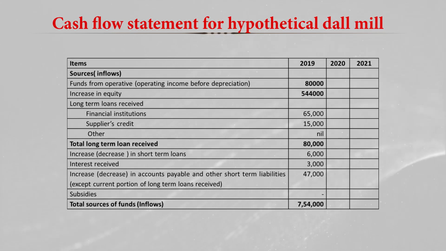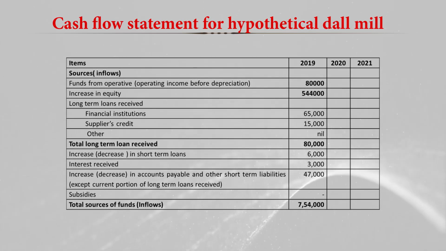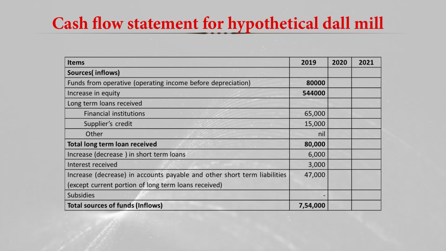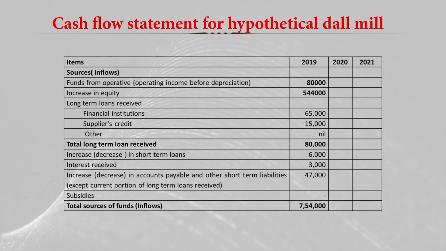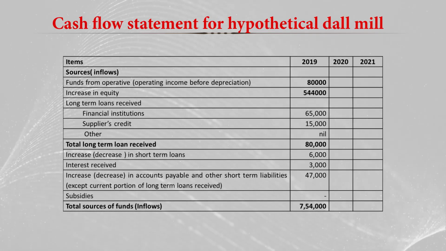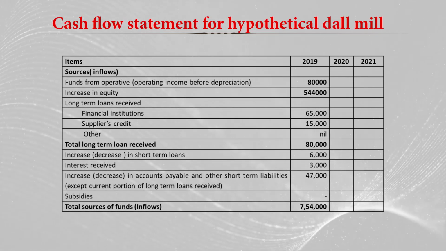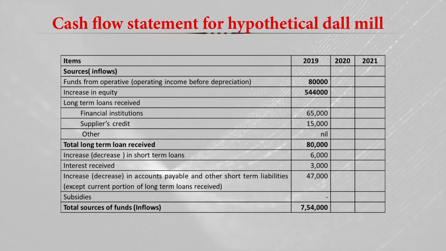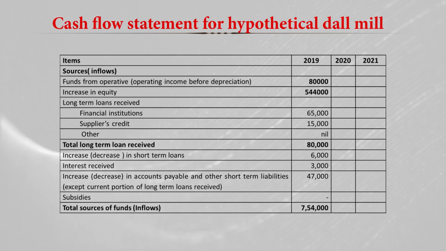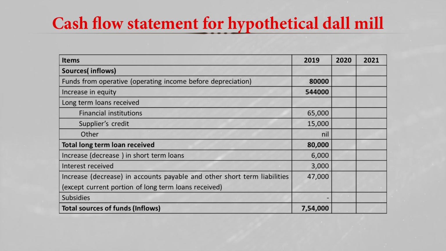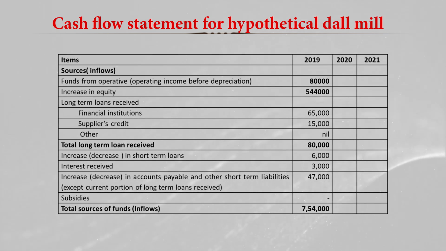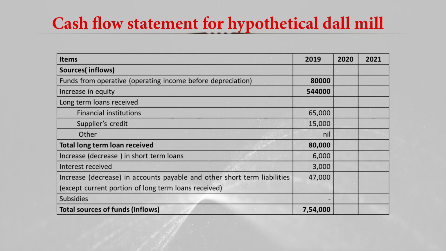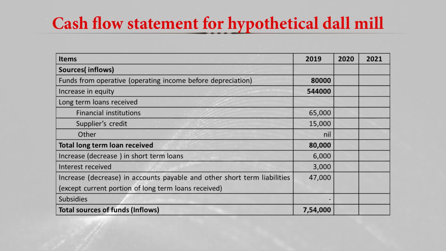So there are different sources of the inflows, like funds from the operating income before the depreciation, that is 80,000 we can say. Then there is an increase in equity. Increase in equity means we are making some investment from the owner of the dal mill, that is 5,44,000. Then there are long-term loans received from the banks, from the financial institutions, 65,000. Then suppliers credits, like the 15,000. So total long-term loan received in the financial year is 80,000.